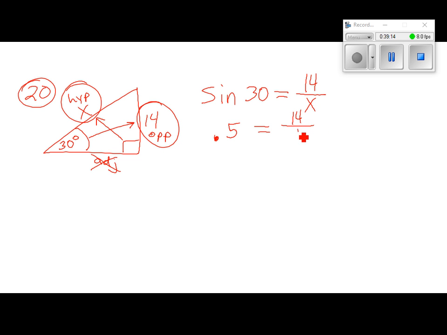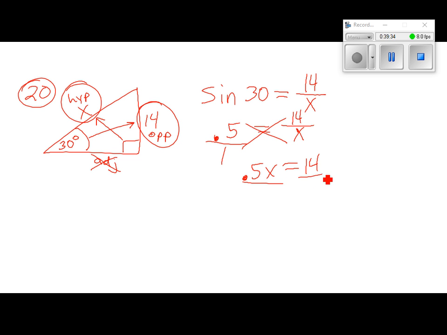Then we do this, 14 over x. What do I put underneath this? Put a 1 underneath that. Now it's a proportion, and I cross multiply. When I multiply this way, 0.5 times x, so I just write down 0.5x. I cross multiply this way. What's 1 times 14? 14.